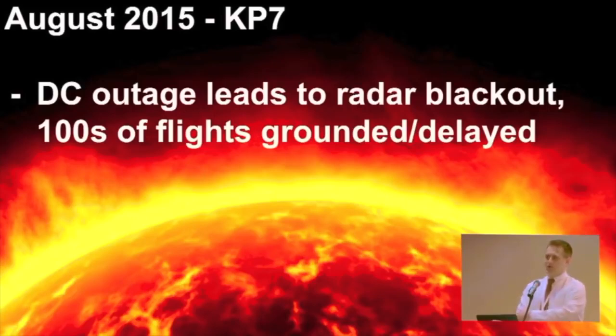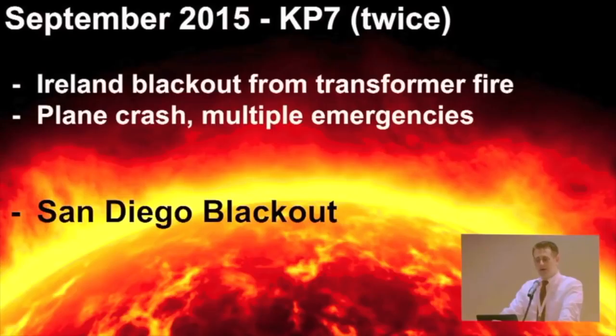At the peak of this storm is when that Washington, D.C. blackout occurred that took out the radar. You guys remember when those hundreds and hundreds of flights were grounded from Virginia and West Virginia and Maryland? That occurred at the height of the storm. And there's absolutely no way that should have happened. In September, we had two separate KP7 events, which is a level 3 magnetic storm.